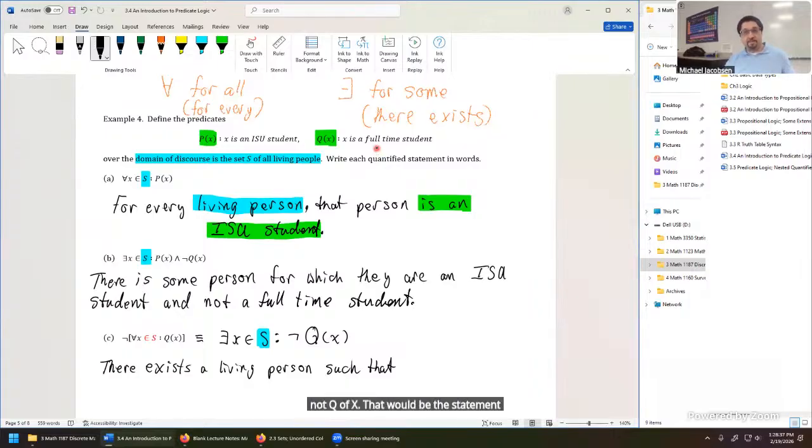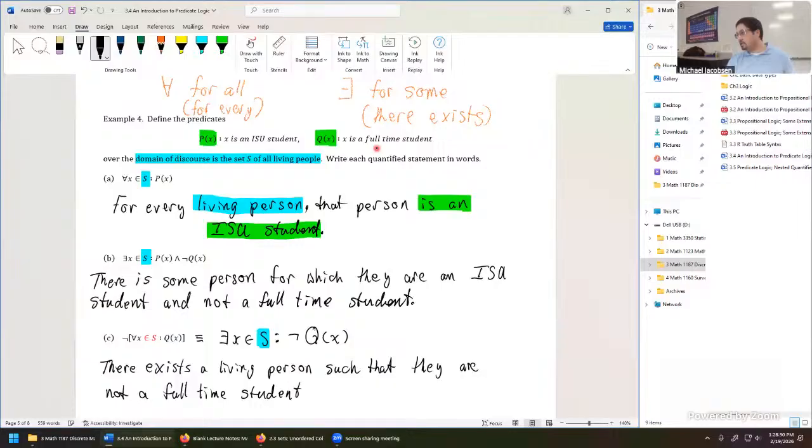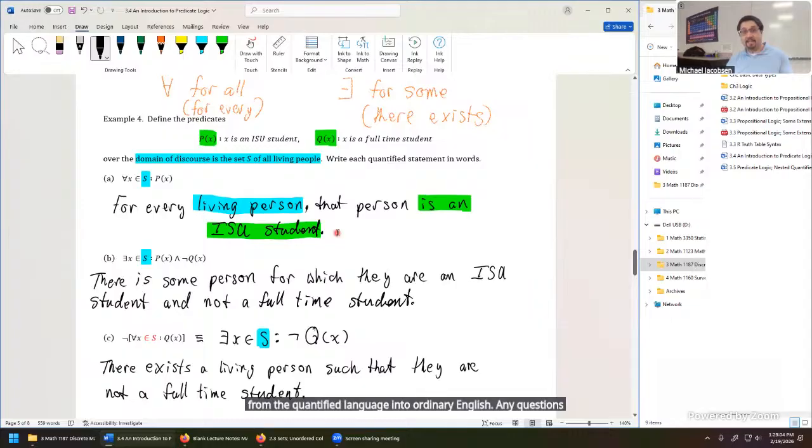They are not a full-time student. And then the problem ends right at that step. So this is the practice on just translating ordinary statements from the quantified language into ordinary English. Any questions at all, folks, going in that kind of direction?